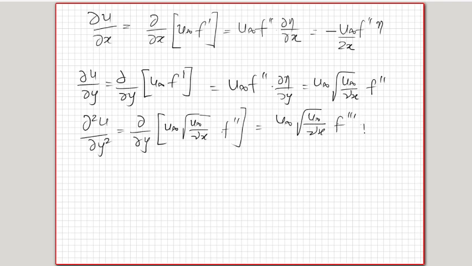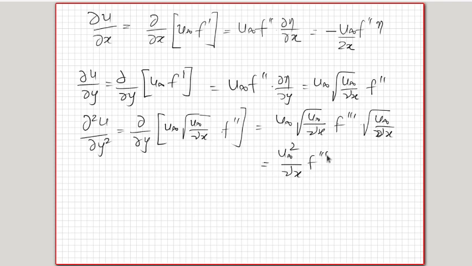multiplied by √(u∞/νx), which is ∂η/∂y. Okay, so basically this is d²f/dη², so it becomes d³f/dη³ into ∂η/∂y, and ∂η/∂y is √(u∞/νx). So if I combine these, this actually becomes u∞/νx, so that will become u∞² divided by νx into f'''.